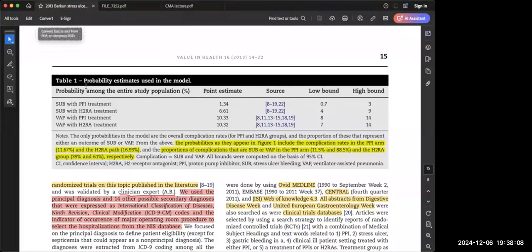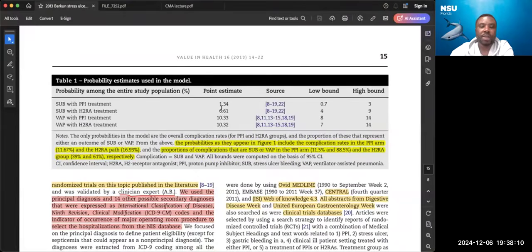Something small. Okay. So yes. So here, the smaller, the better. So for example, based on this, we could see that the PPI is very effective in reducing stress ulcers.